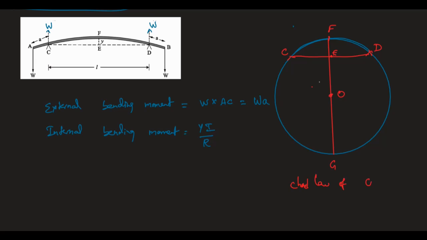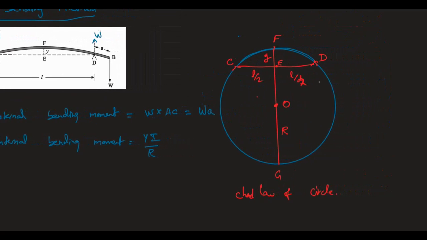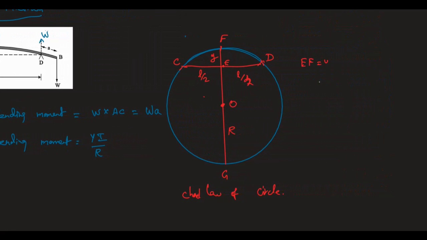law of circle. What that chord law is telling is, if two lines are cutting a circle, if these two lines CD and FG are cutting the circle edges, then, because here this CD length is L, total length of CD is L. Now half of the length, CE is L by 2, ED is L by 2, and the radius of the circle is R, and this length EF is Y. So the EF value is Y, and the CD length is L, but our half of the length CE is L by 2.